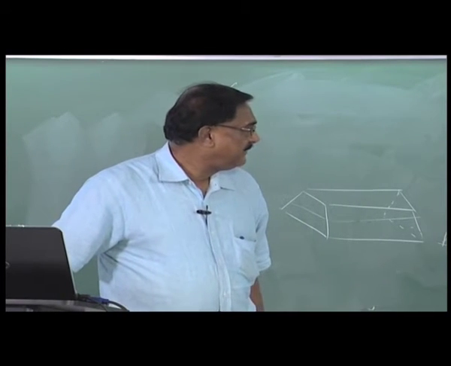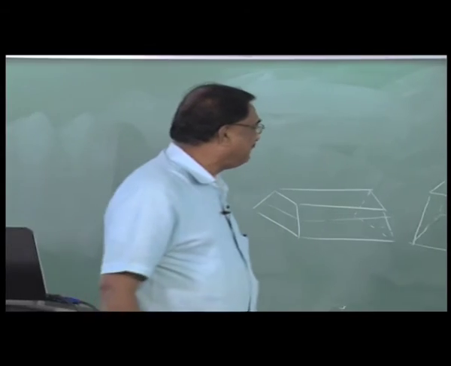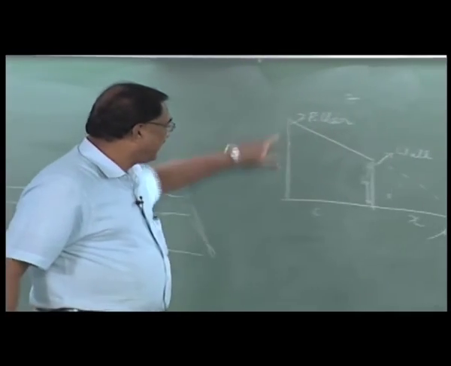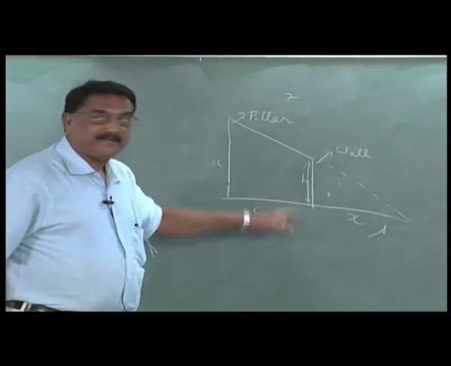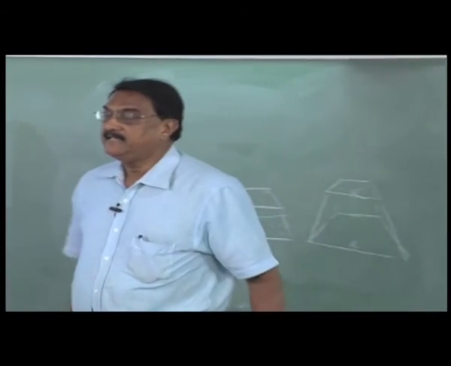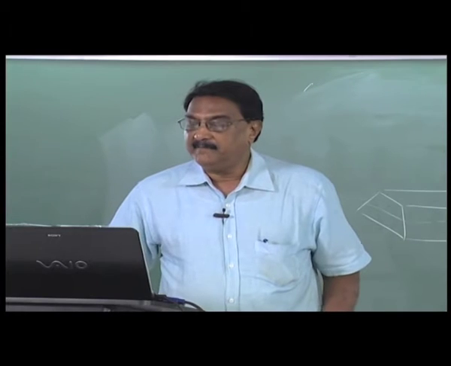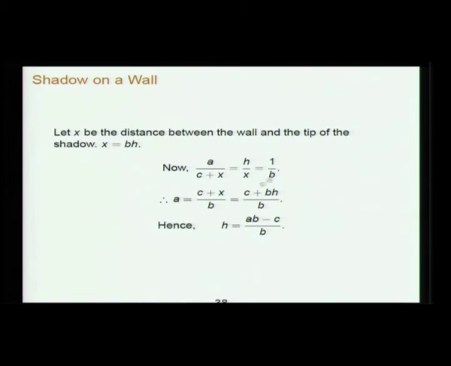If you take this triangle, a divided by c plus x is equal to h by x. These are two similar triangles, right. So a divided by c plus x is equal to h by x, which is 1 by b, because that is the definition. So a is c plus x by b, which is c plus bh by b. So h is ab minus c by b. That is how the height of the shadow at any given time can be calculated.